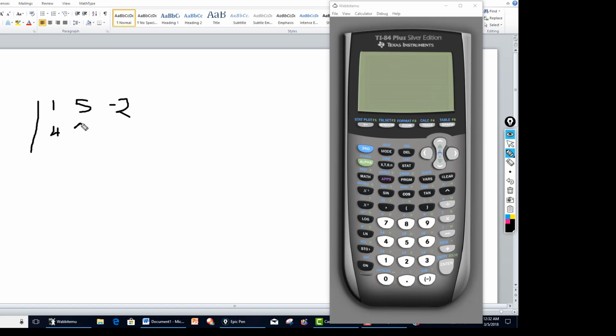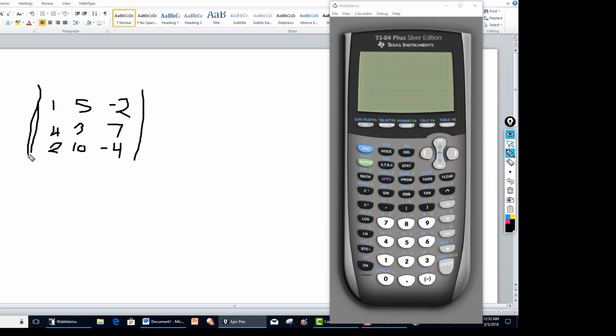4, 3, 7. And then the third row has components of 2, 10, and negative 4. Again, my purpose here is just to give you a short way to get the determinant on the home screen.